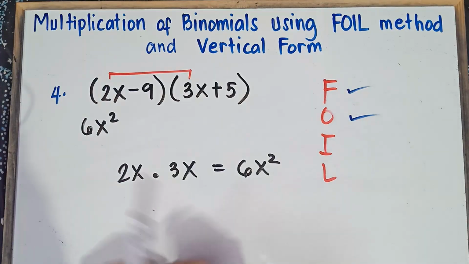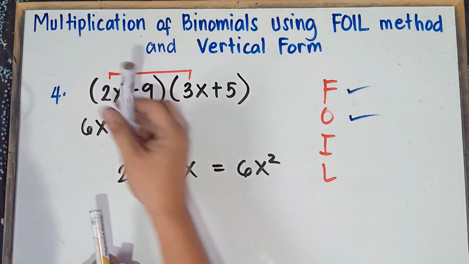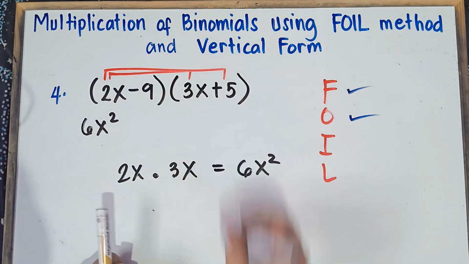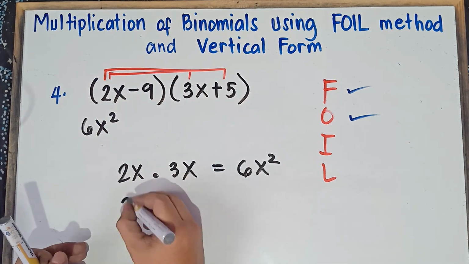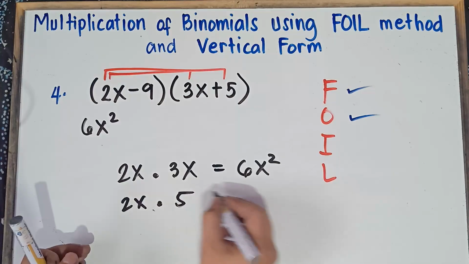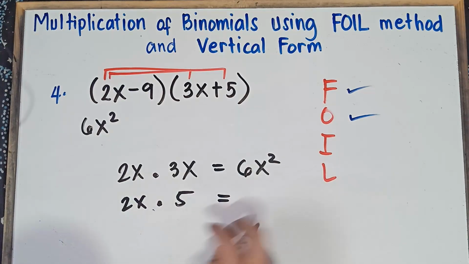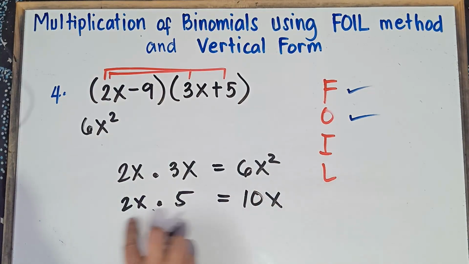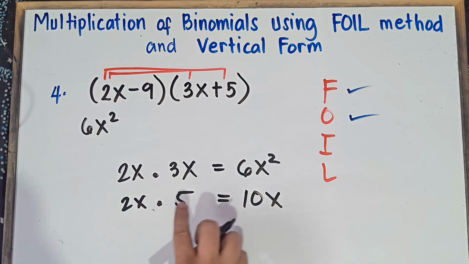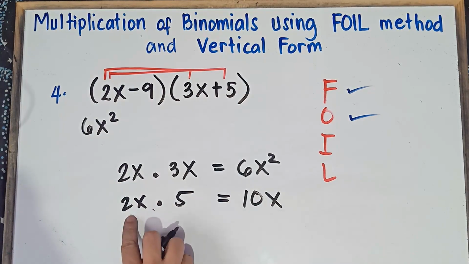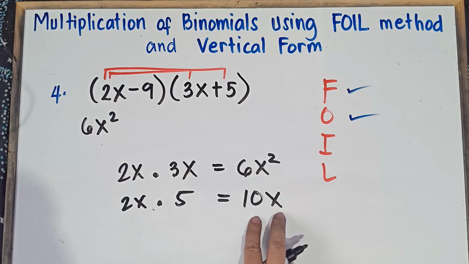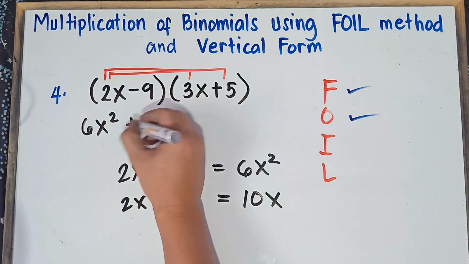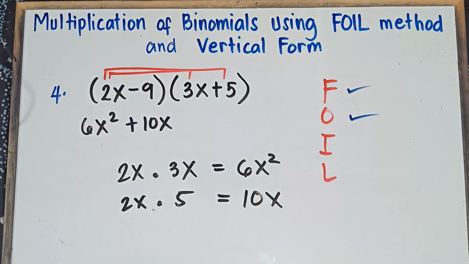Next, outer. So that would be 2x times positive 5. So positive 2x times positive 5. 2 times 5, that would be 10. x times none, simply copy x. So 2x times 5, that would be positive 10x. So this is positive 10x for outer.